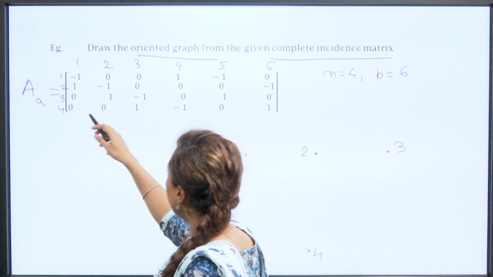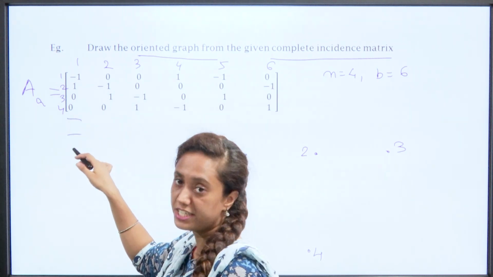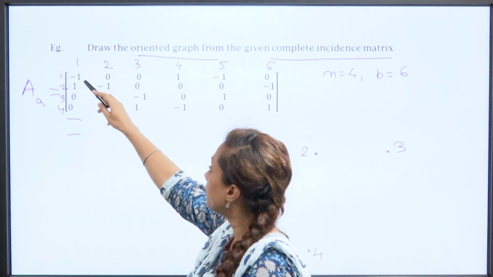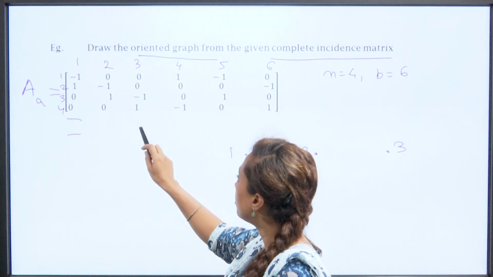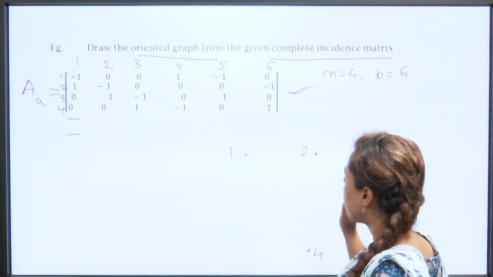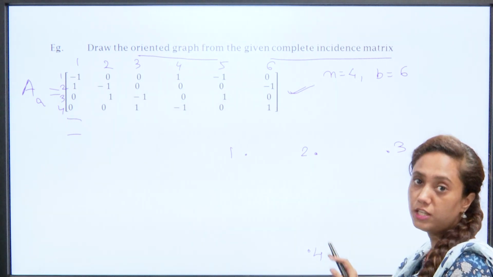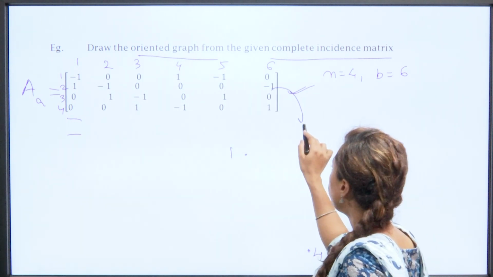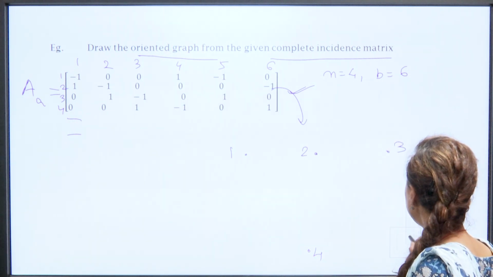First, we will see whether the summation of all the columns is 0 or not, so that we know whether it is a complete incidence matrix or not. We can see that the first column is 0, the second column is also 0, the summation of the third column is also 0 and so on. So, it means it is a complete incidence matrix, right. So, here we are going to plot the graph related to this incidence matrix.